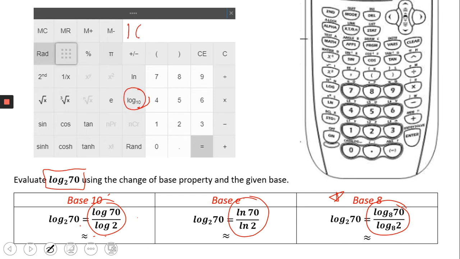I'll just write out here what it would generally look like. So it'd be like log of 70 divided by log of 2. And if you do that, I've already done this for you, you get a rounded answer. And a lot of these are going to be rounded. That's why you have those little curlies there. You get about 6.13.